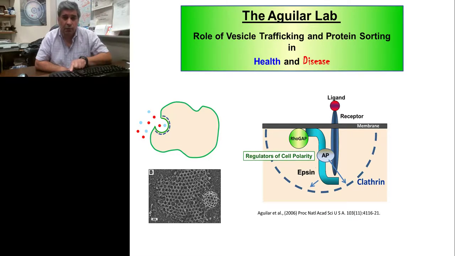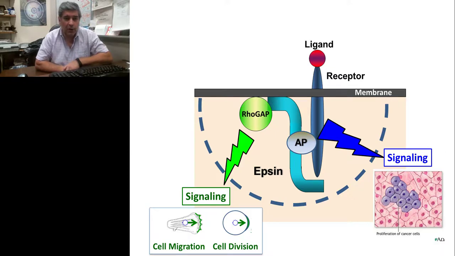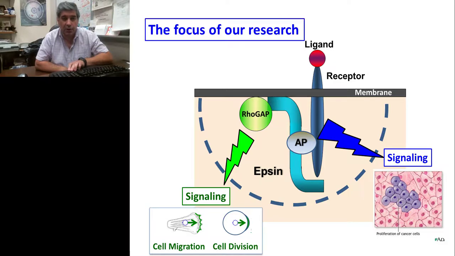Some years ago, a dozen years ago, we figured out that the epsin molecule was not only involved in the recognition of cargo and bringing in clathrin to the plasma membrane, but also involved in the regulation of cell polarity by interacting with Rho GTPase GAP regulating proteins. And this is also one of the areas in which we are very interested in understanding how signaling is controlled by endocytosis via the direct interaction of the endocytic machinery with these Rho GAPs, but also by the control of the receptor dynamics in the plasma membrane. And this complex is the focus of our research.